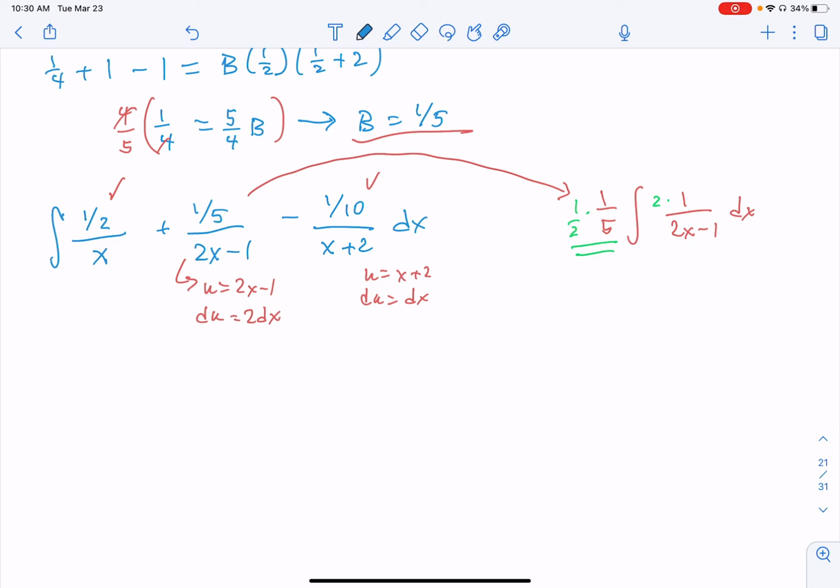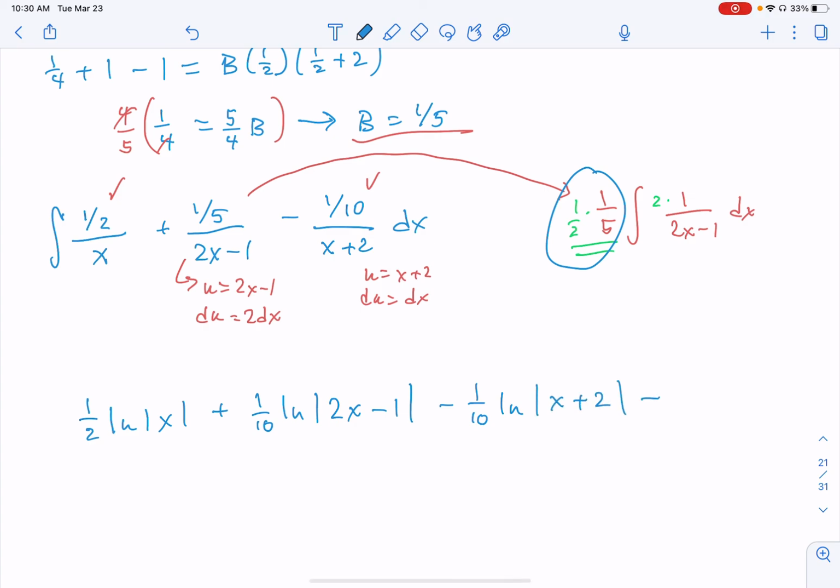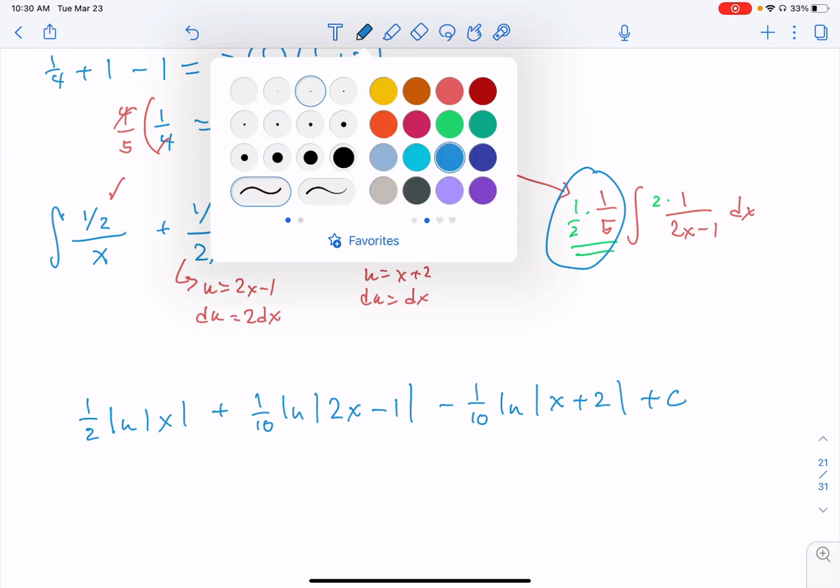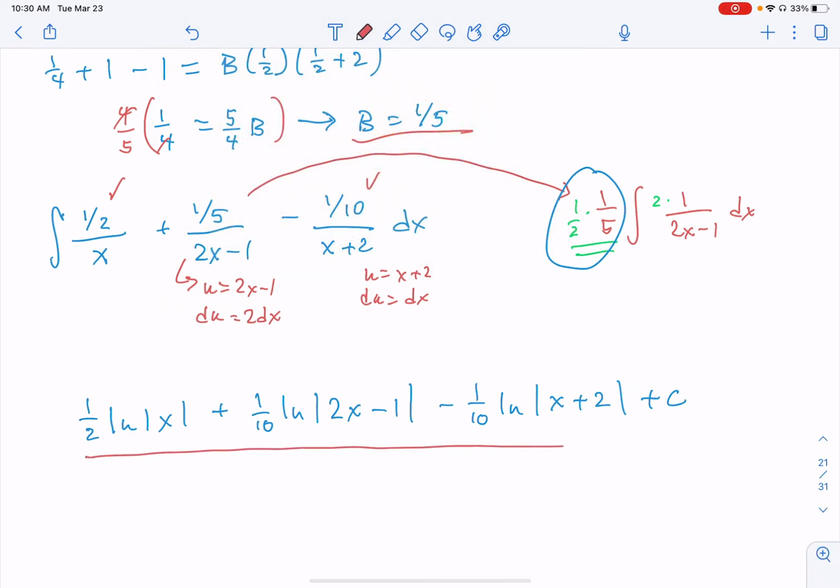So term by term, we have 1/2 natural log absolute value of x plus, whenever we multiply these together, 1/10 natural log absolute value of 2x minus 1. And then finally, minus 1/10 natural log absolute value of x plus 2. Throw in a plus c, and you're pretty much done. Is it possible that you would have to combine those things up? Sure, right? These two would be multiplied together with these exponents there, and the whole thing would be over this denominator.